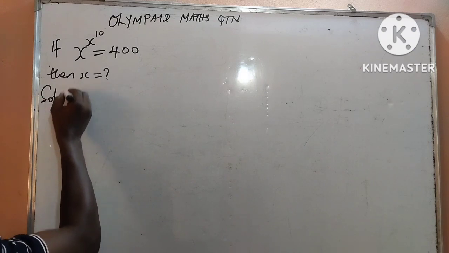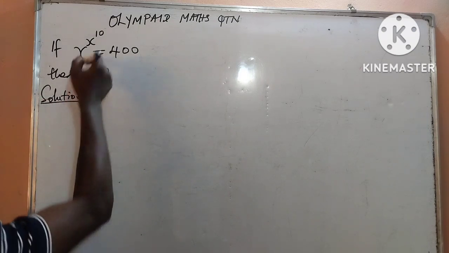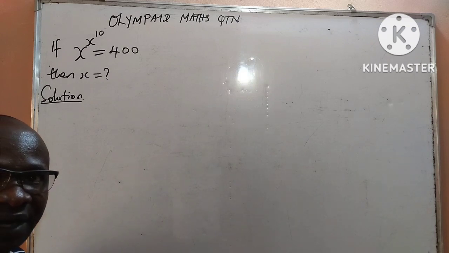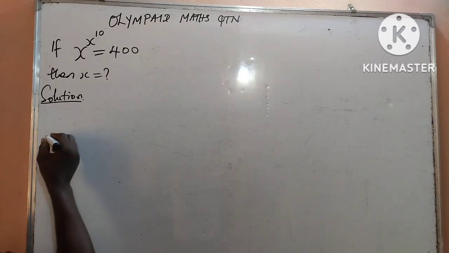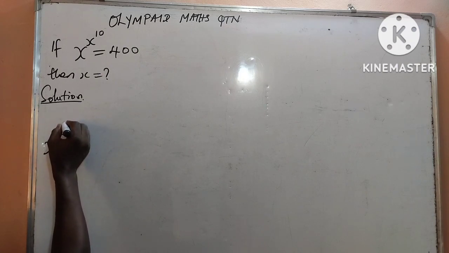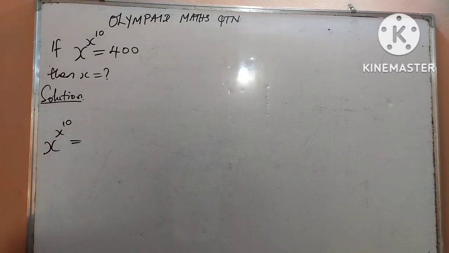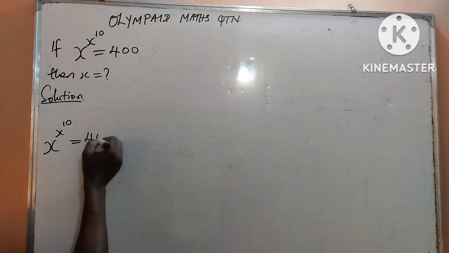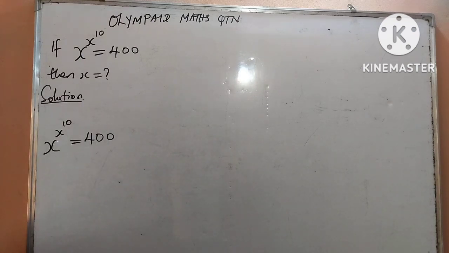Solution to the question. Our intention in the question is to get the value of x, and that is: x to the power of 10 is equal to 400. That is what is given.